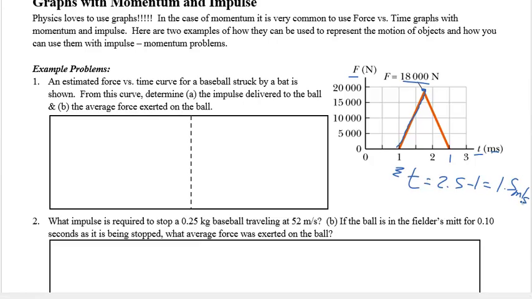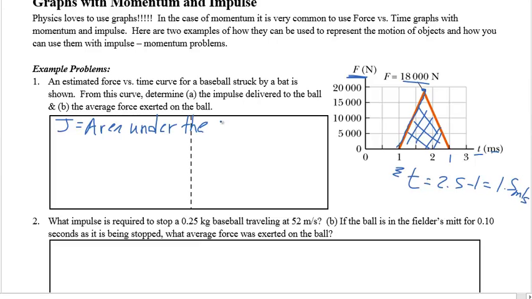Okay, so what you need to know about these graphs is that the area under the curve is the impulse. Because impulse is force times time. So if you find the area under the curve, you're taking the force and multiplying it by the time. So the area under the curve is our impulse. Looking at the shape here, we have a triangle. So for this particular one, the area under the curve is 1/2 base times height.